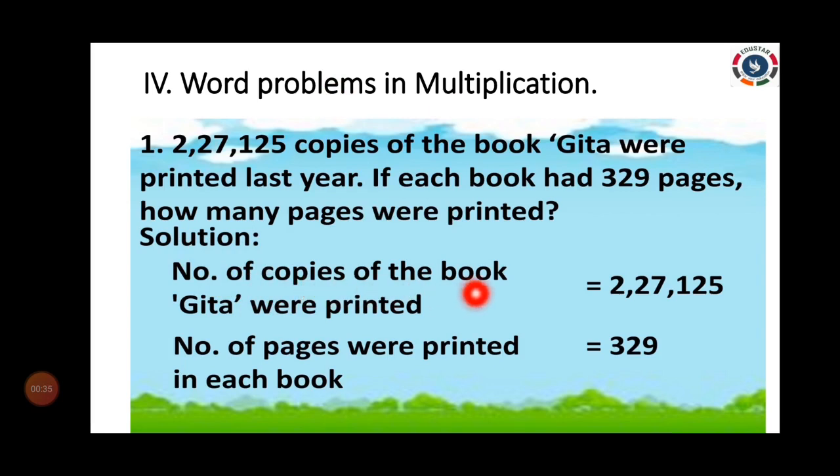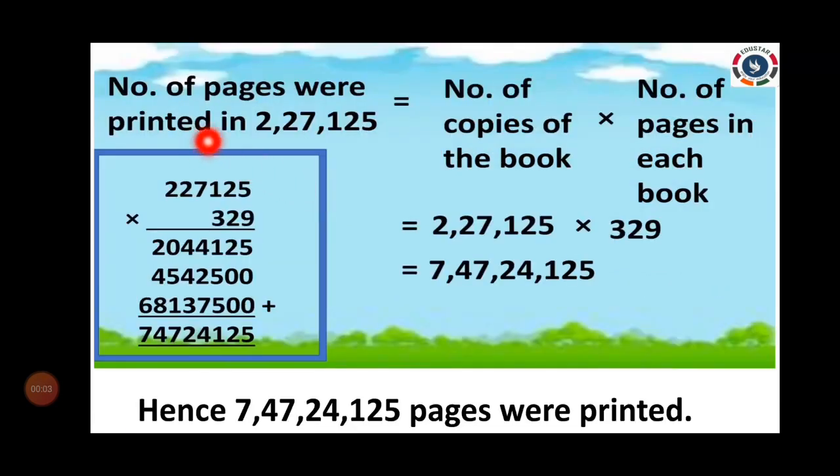Number of copies of the book Gita printed is equal to 2,27,125. Number of pages in each book is equal to 329. Number of pages printed in 2,27,125 copies is equal to number of copies of the book into number of pages in each book, which is equal to 2,27,125 into 329. So equal to 7,47,24,125. Hence 7,47,24,125 pages were printed.